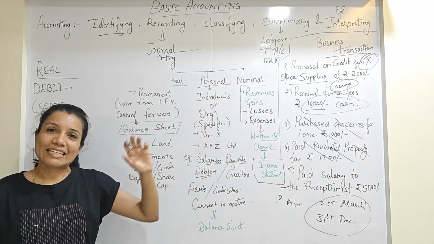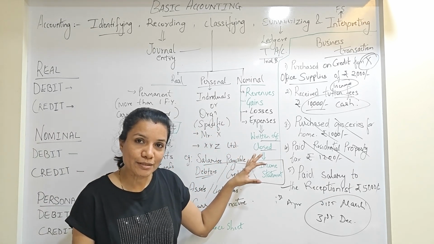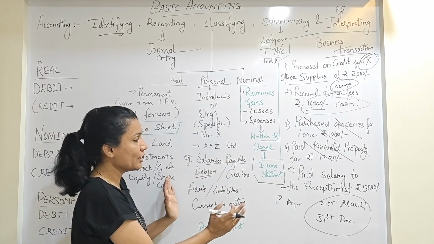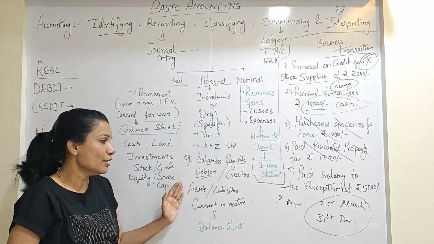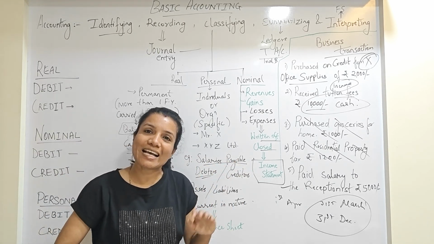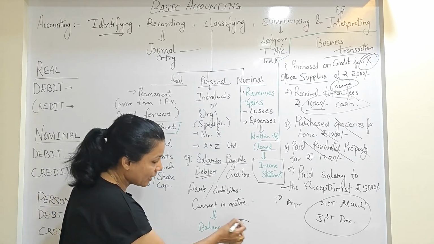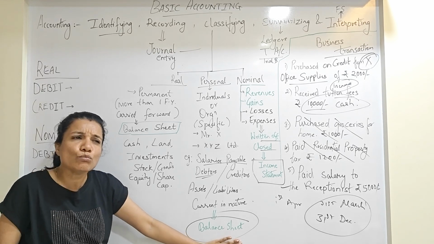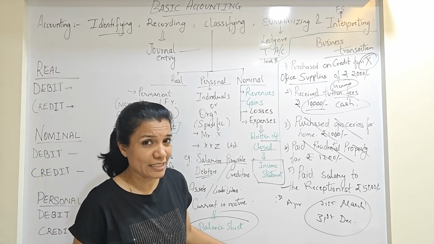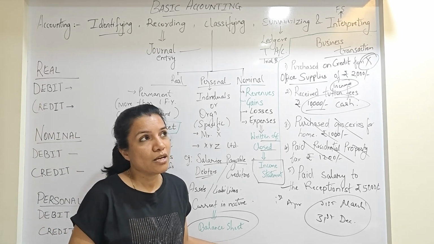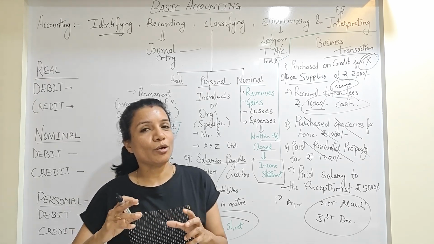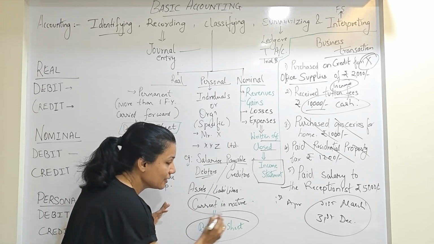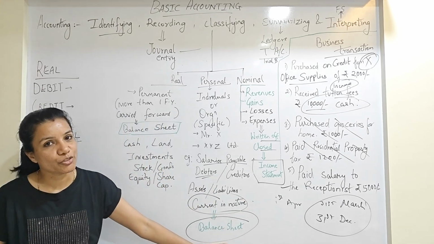So personal accounts are individuals or organizations. It can be a single individual or single organization, or we can club them together and call it salary payable or debtors or creditors, and these can be assets or liabilities. Now personal accounts are seen on the balance sheet, and most of the time they are current in nature. They are more like current assets. Now what are current assets? We'll get into this topic in the next set of videos. Let's just understand these are mostly current in nature and they belong to the balance sheet.